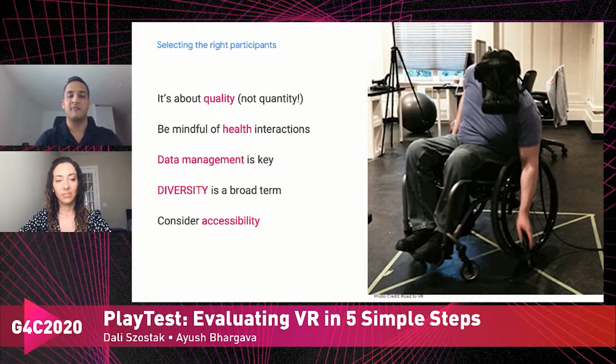So when it comes to selecting the right participants, always care about quality, not quantity. You need quality data to have meaningful insights. And we are still fairly new, and you can have unforeseen consequences depending on the visual stimuli that you see. So always ask participants about their pre-existing conditions.